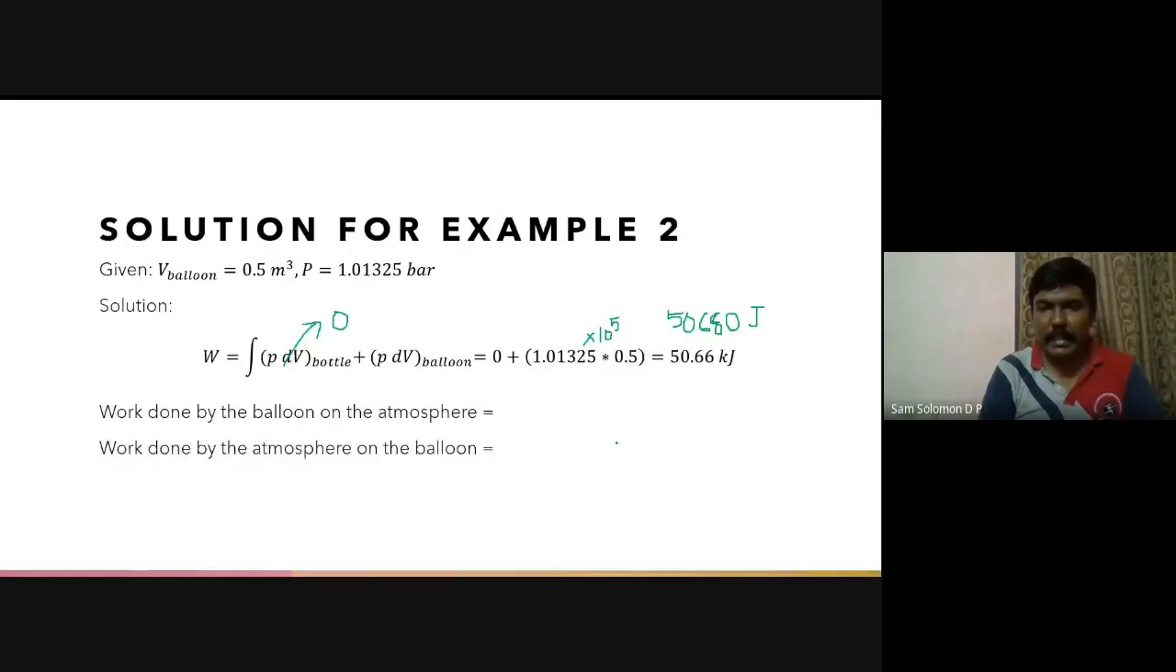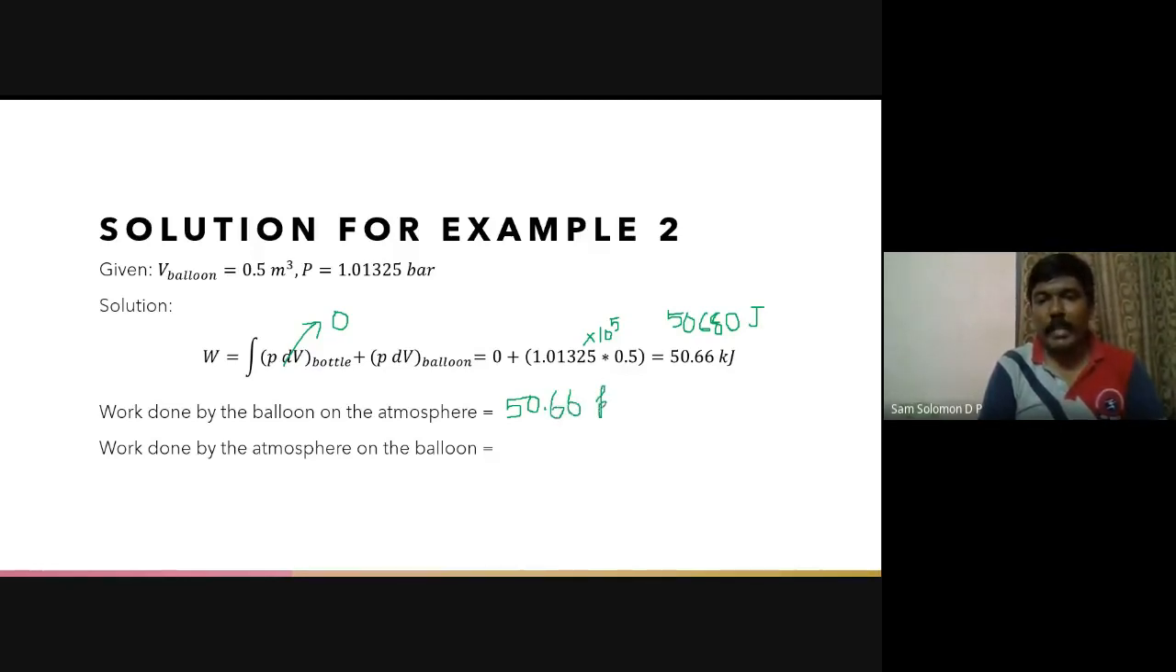So that is a positive. It is work done by the system. Here the system is the balloon. So this is positive, positive 50.66 kilojoule.